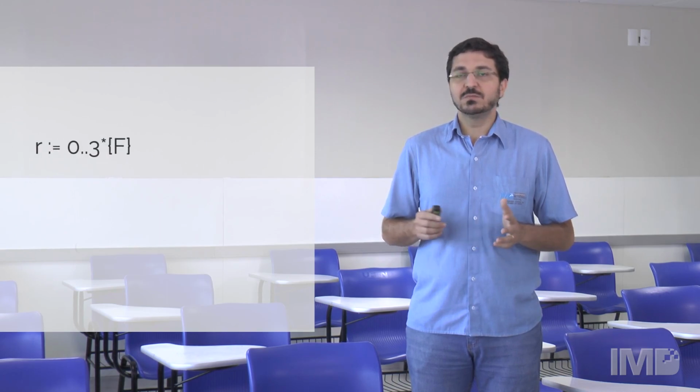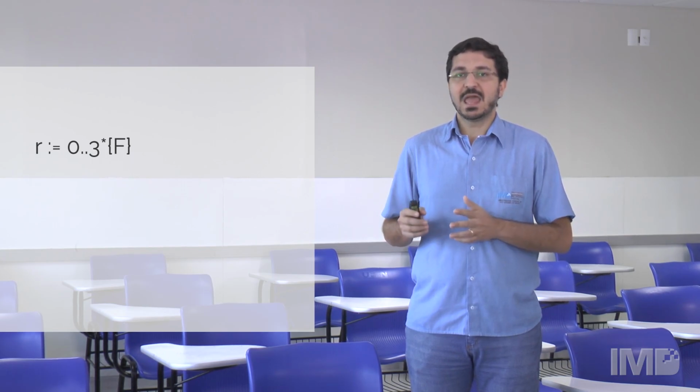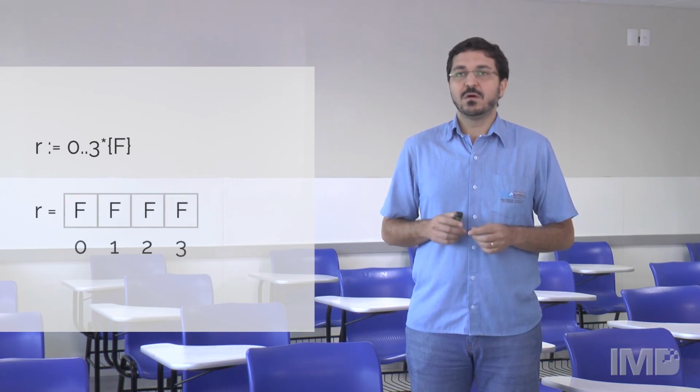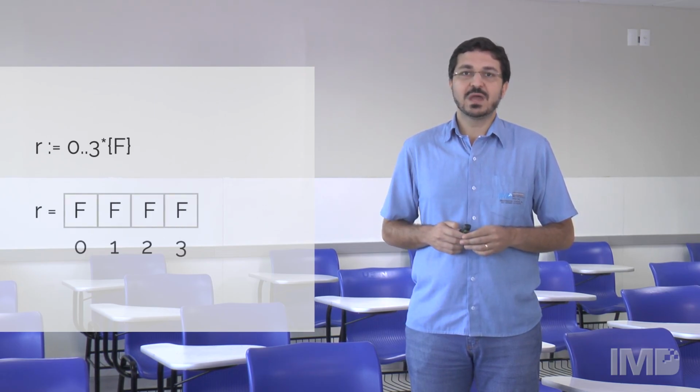You can also assign the whole array at once. In this example here, we assign to R the Cartesian product between the set that ranges from 0 to 3 with the set F. So we have the final array R with all elements equal to F.